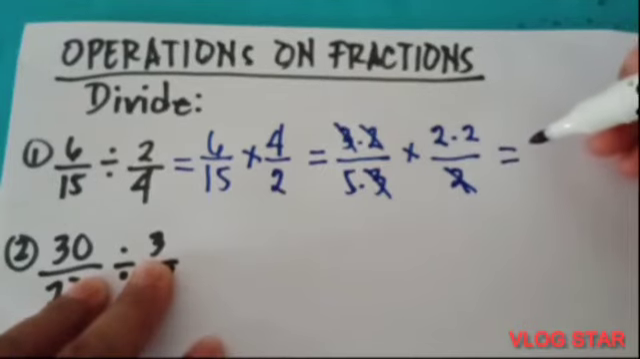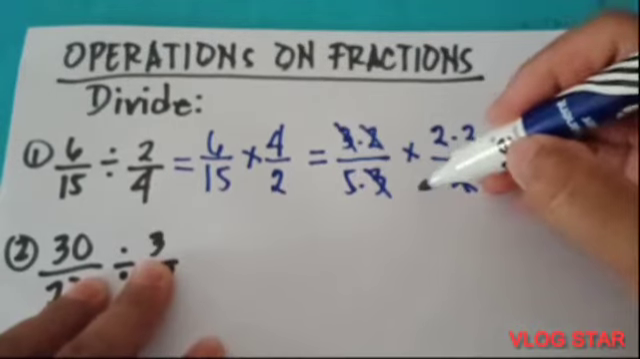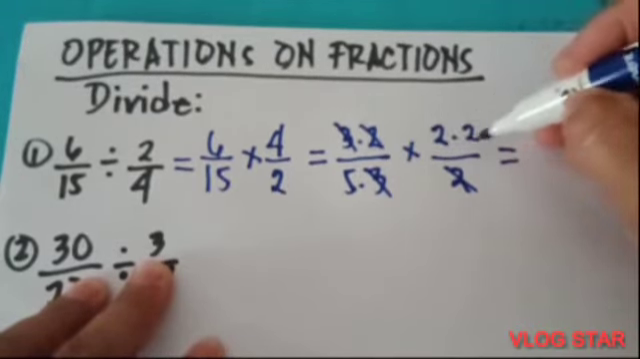Ngayon, yung matitira is 2 and 2 sa numerator. Sa baba is 5. Then, i-multiply natin si 2 times 2. So, ang sagot is 4. Then, 5. So, ang tamang sagot is 4/5.